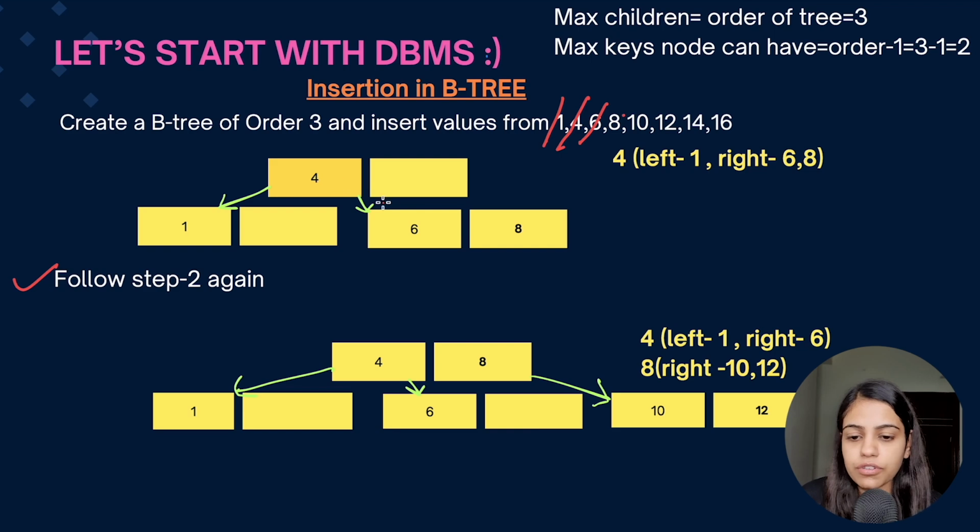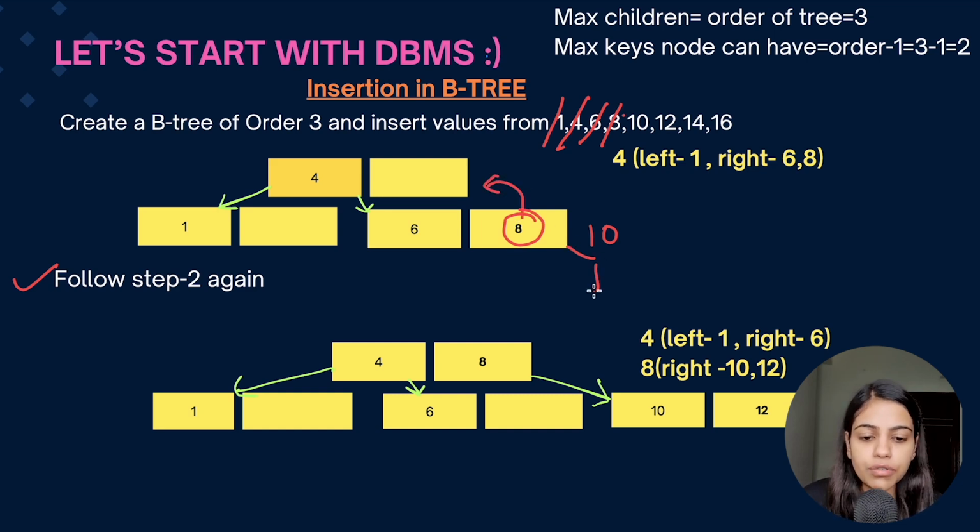8 is greater than 4, so it will come to the right of 4, so we'll insert it here. After 6, 8 is inserted. Now we have to insert 10. Now again the same situation comes where the node is overflowing, so we'll push the median to the parent node and we'll create a new node on the right to insert 10, as 10 is greater than 8. So here we have pushed it to the parent node and here we have inserted 10.